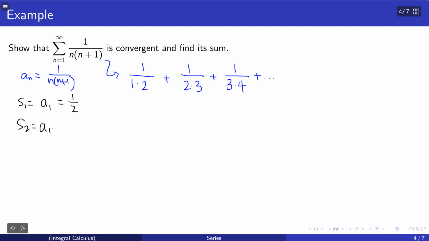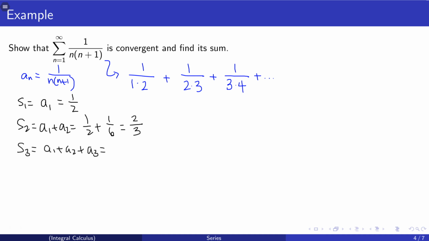S sub 2 is A1 plus A2. It's 1/2 plus, well, that's 1 over 6 now, which gives 2/3. Right, that's 3 over 6 plus 1 over 6. S sub 3 is A1 plus A2 plus A3. And that's 1/2 plus 1 over 6 plus 1 over 12. We already know that 1/2 plus 1 over 6 is 2/3, which is 8 over 12, right? So this is 9 over 12, or 3 over 4.